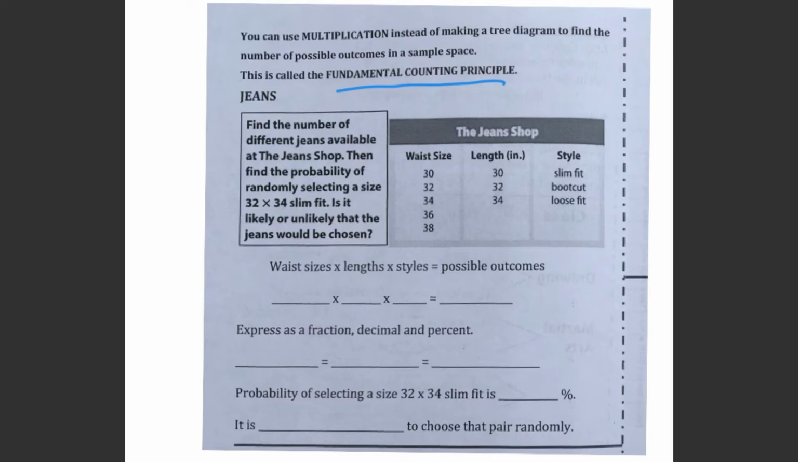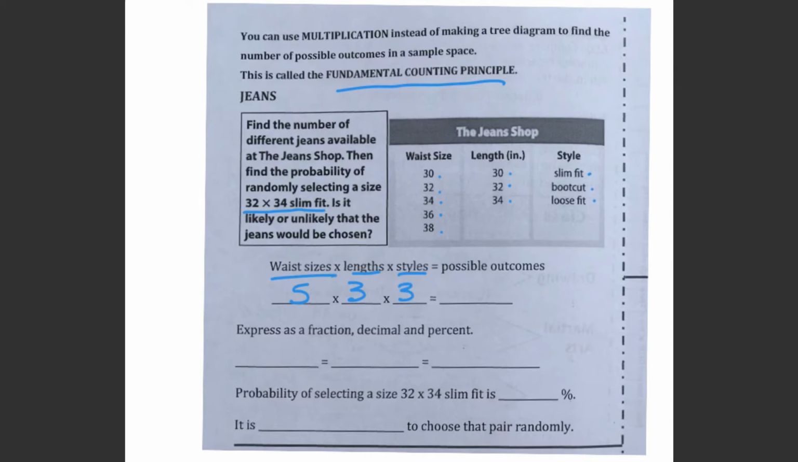So let's take a look at jeans. It says find the number of different jeans available at the jean shop. Then find the probability of randomly selecting a 32 by 34 slim fit. And then we want to answer the question, is it likely or unlikely that the jeans would be chosen? So let's start with the waist sizes. We have 1, 2, 3, 4, 5 different waist sizes. Then we're going to multiply that by the number of lengths. We have 1, 2, 3 lengths. The number of styles, 1, 2, 3 styles.